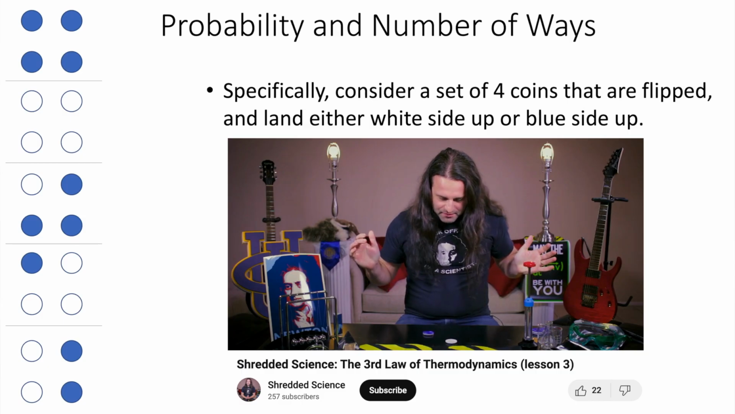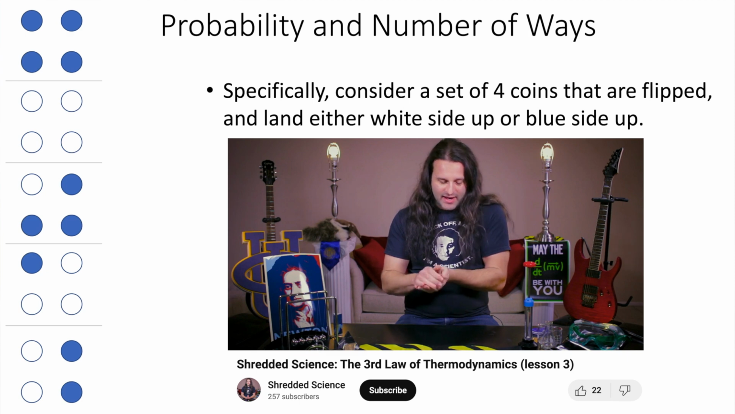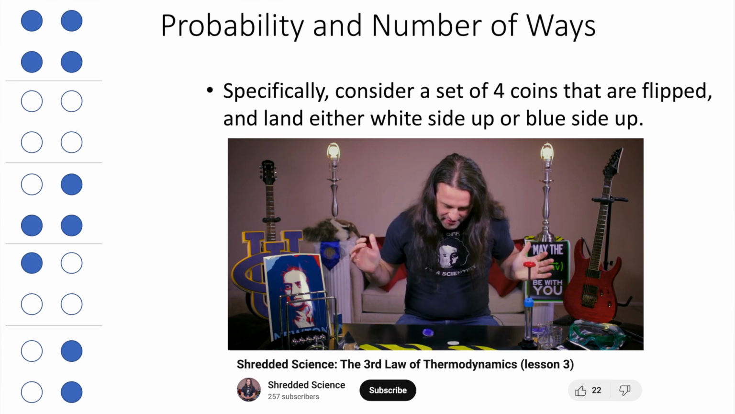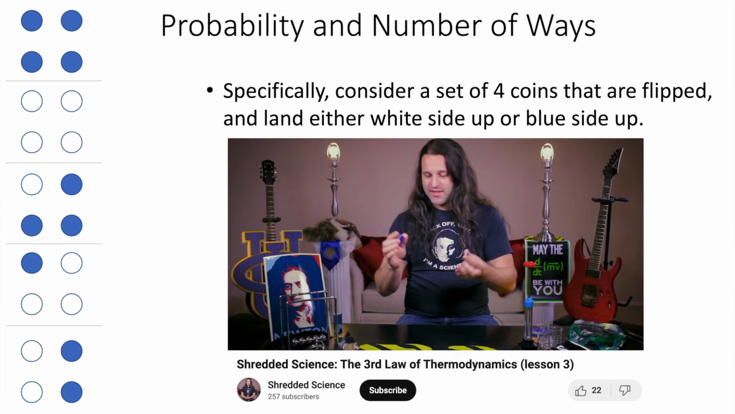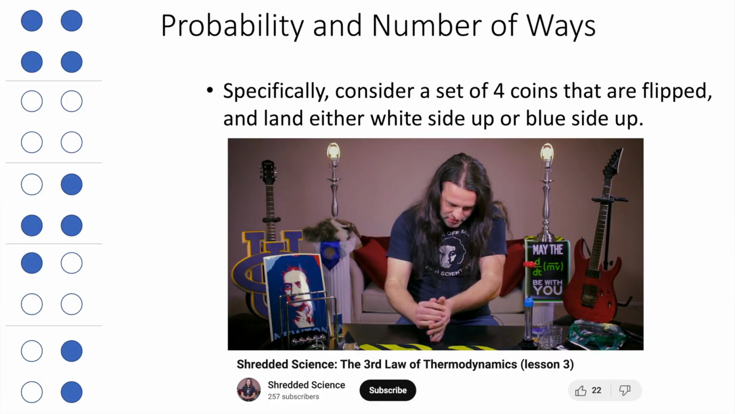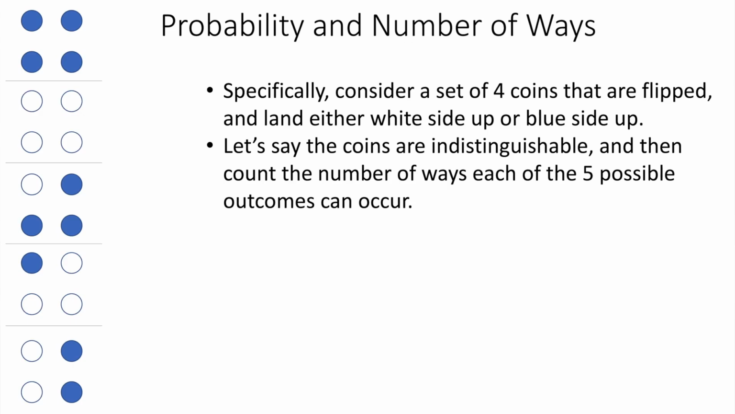Now, for today's lesson, I want you to consider a set of 4 coins like this, these 4 blue and white coins. And let's say that I shake them on my hand and I throw them on the table, and then we count how many are blue side up versus how many are white side up. Also, I want you to consider these coins to be indistinguishable, meaning we can't tell one coin from the next, right? We're shaking them in our hand, and once we throw them on the table, we don't know which one is which.